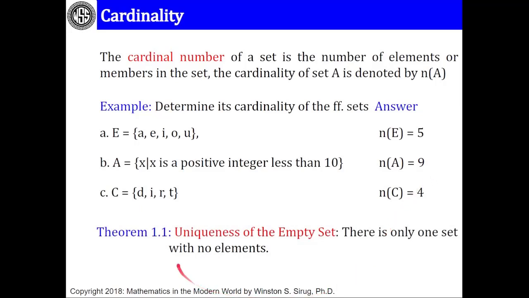So, Theorem 1.1, uniqueness of the empty set. There is only one set with no elements. So what is the one set with no elements? The null set, or the set with zero elements inside. So when it is zero, it is null, it has nothing inside. Does that make sense?